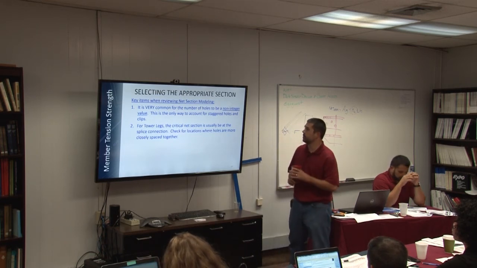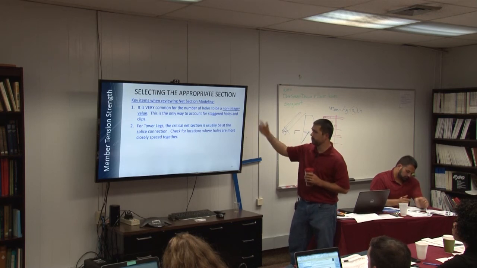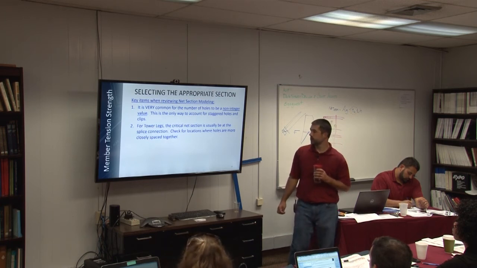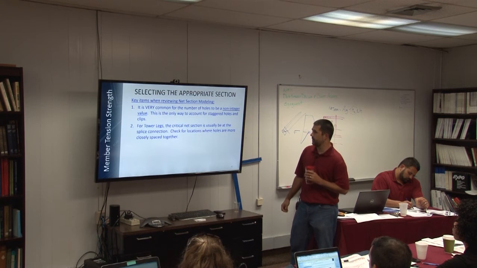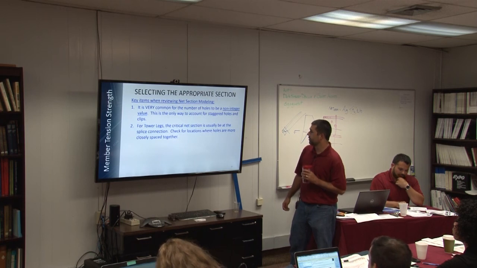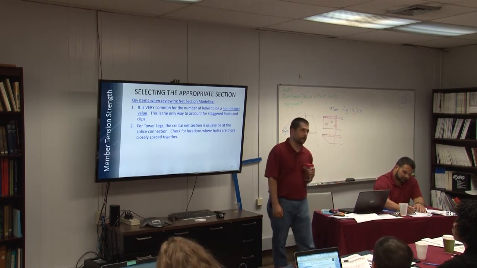So as a summary for net section, it's very common for the number of holes to be a non-integer value, the only way to account for staggered holes and clips. For tower legs, the critical net section is usually at the splice connection. Check for locations where holes are more closely spaced together.